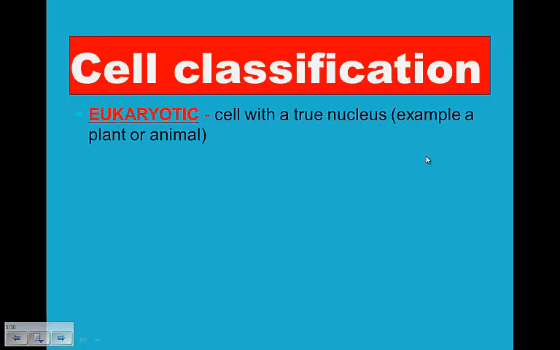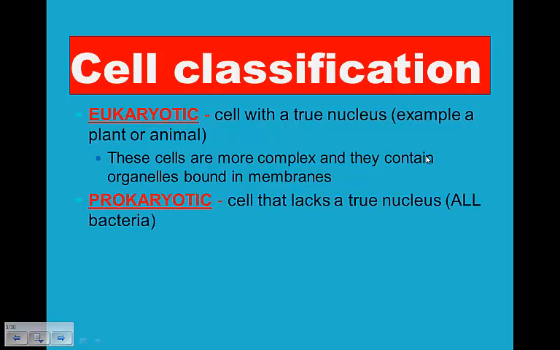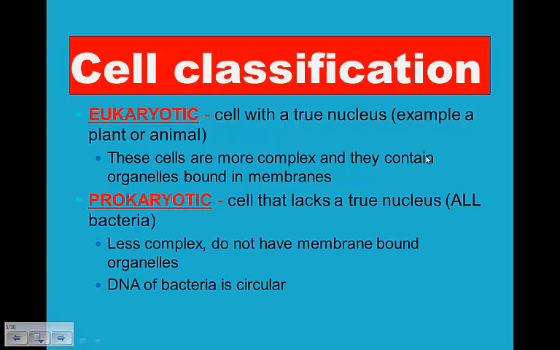All right, let's classify them. Two ways to classify them. You can have eukaryotic or you can have prokaryotic. Eukaryotic cells have what's called a true nucleus. This just means it is enclosed in a membrane. And so the genetic material is wrapped in a membrane, and so it's considered a true nucleus, versus a prokaryote that lacks that true nucleus. Now, it still has DNA, it still has genetic material in there, but it's not wrapped within a membrane, and so does not have a true nucleus.